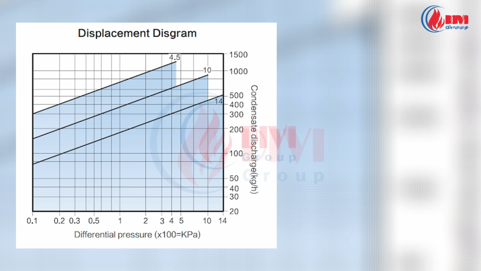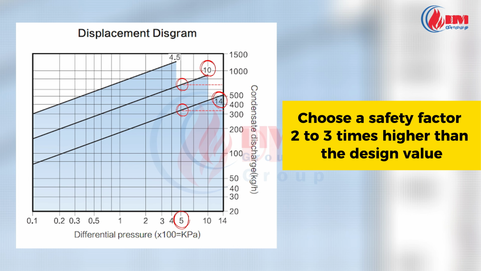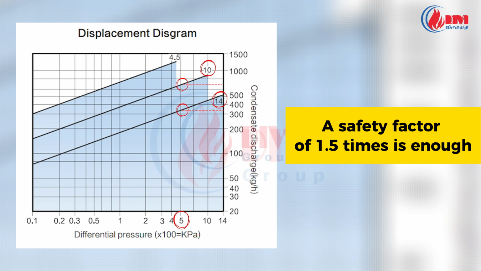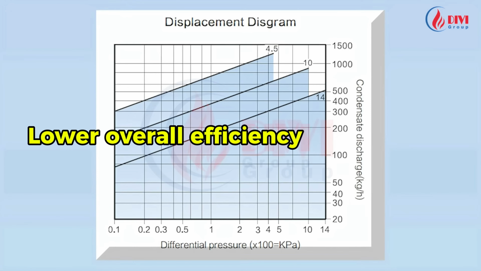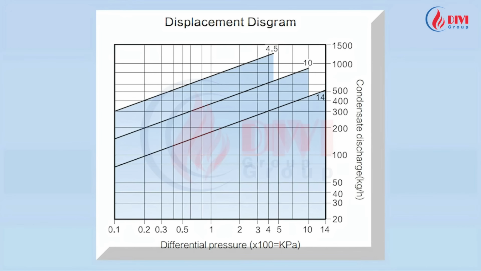That's why I recommended in the previous video, choose a safety factor of 2 to 3 times compared to the design value if the load fluctuates continuously, but if the load is stable, then a safety factor of 1.5 times is enough. If the safety factor is chosen too low, there will be many moments when the steam trap cannot discharge condensate in time, leading to condensate accumulation. The machine heats up slowly, heat transfer efficiency drops, and overall efficiency decreases.